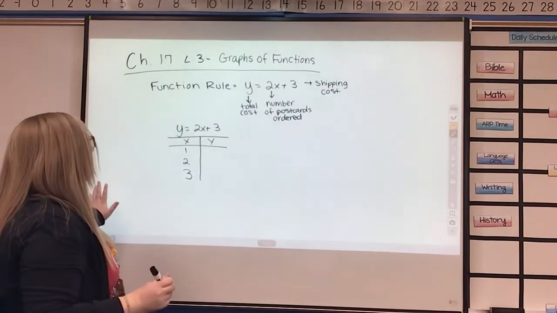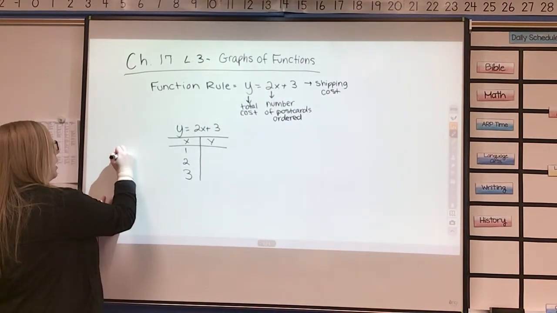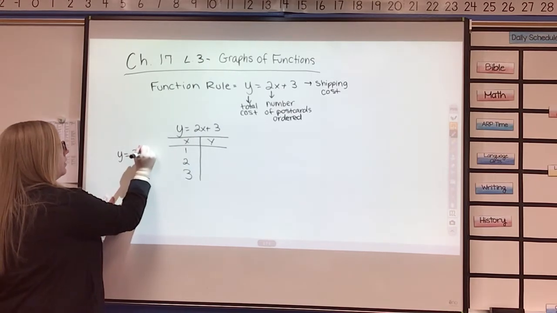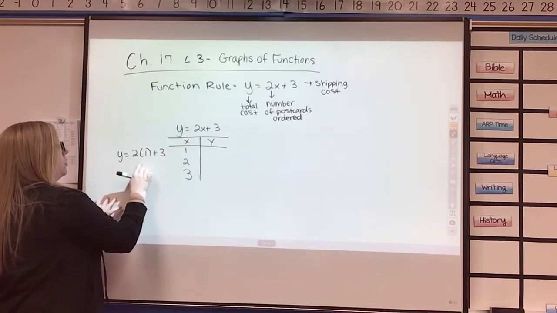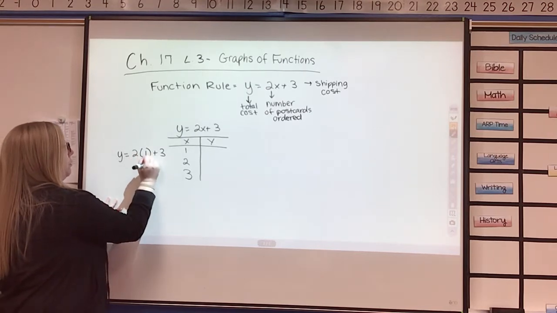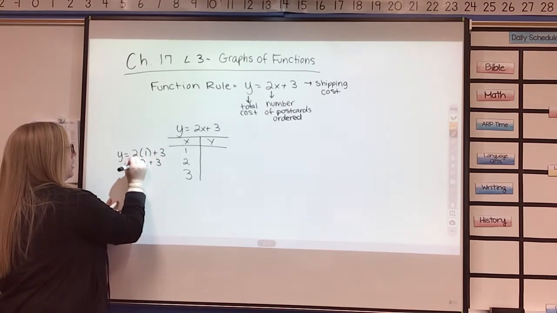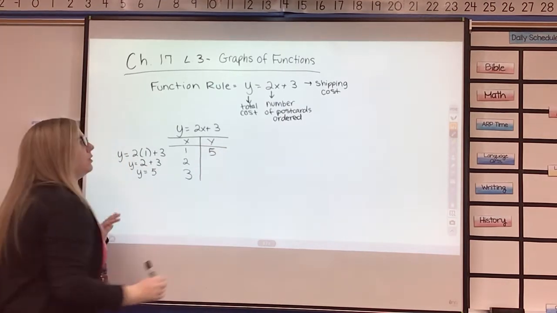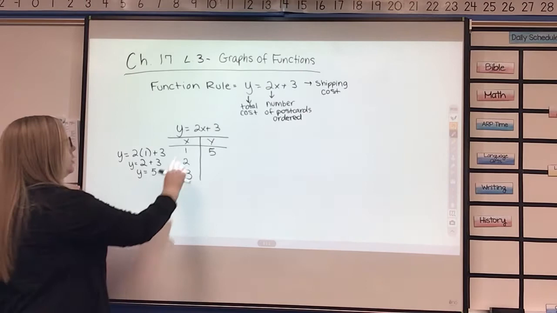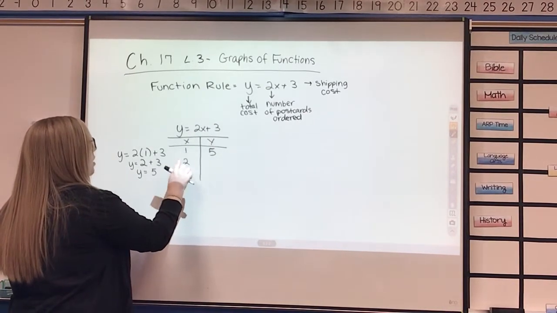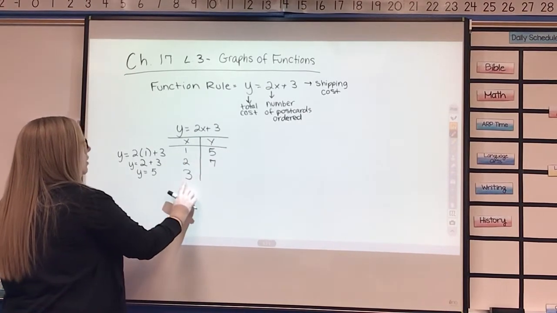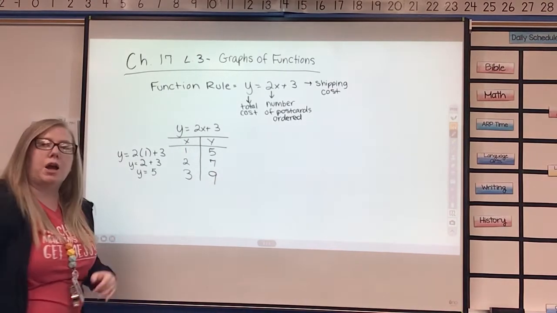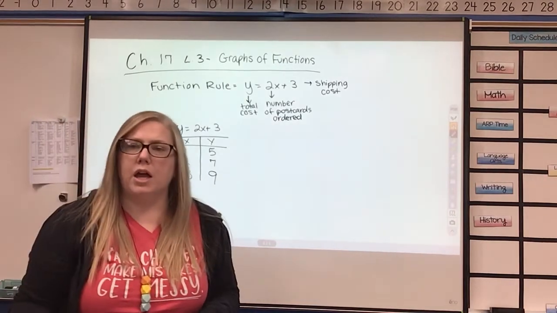So if you need to, maybe over on the side, you're saying y equals 2, plug in 1 for the x. 2 times 1 is 2, plus 3 is 5. So my y is 5. Okay, and then I would keep going. I would say 2 times 2 is 4, plus 3 is 7. 3 times 2 is 6, plus 3 is 9. So now I've completed my function table, and now I can graph.